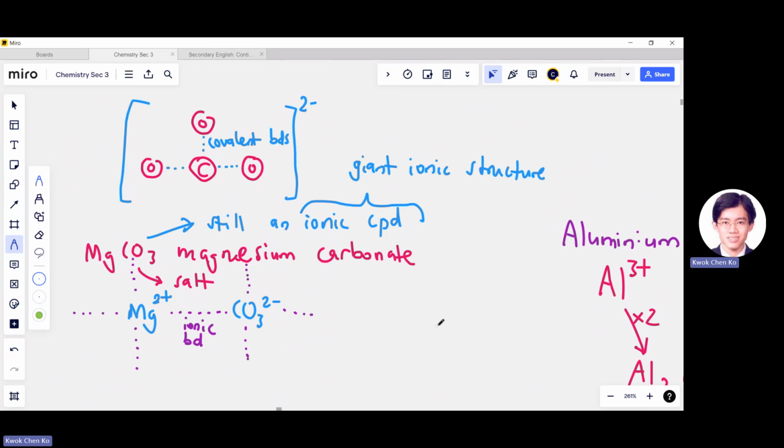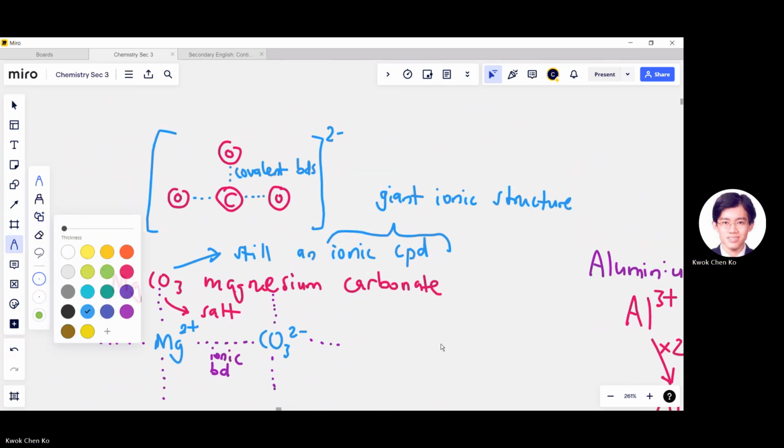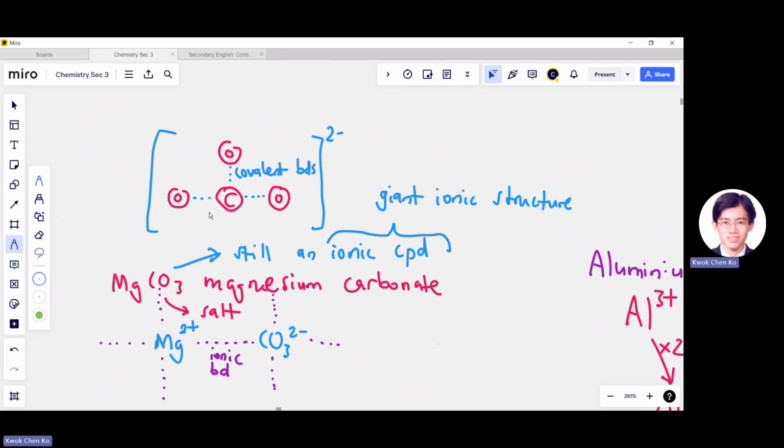Just a small note, even though you don't really need to know this. Good news. Notice I didn't draw any further. You will not be asked to draw the dot cross diagram for this one, because it's not so straightforward. It's not a simple diagram. So I didn't ask you to draw the dot cross diagram for this.